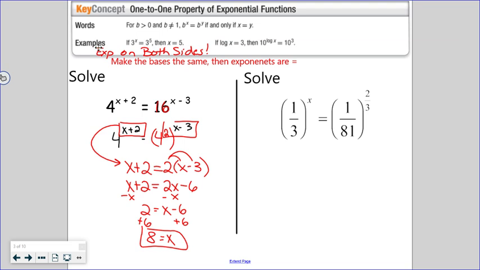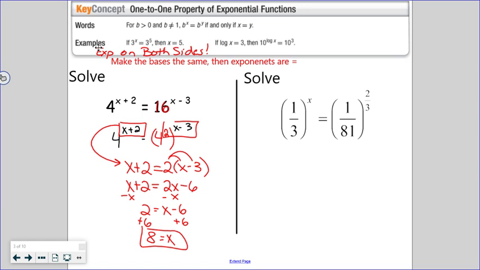That was a pretty basic one. Dealing with fractions, there are a couple different ways we could go about attacking this problem. So I have (1/3) to the x equals (1/81) to the 2/3. We're going to talk about a second option after we get done with this problem. But I'm always going to encourage you to use the smaller number and say, can I rewrite my bigger number as that raised to something?